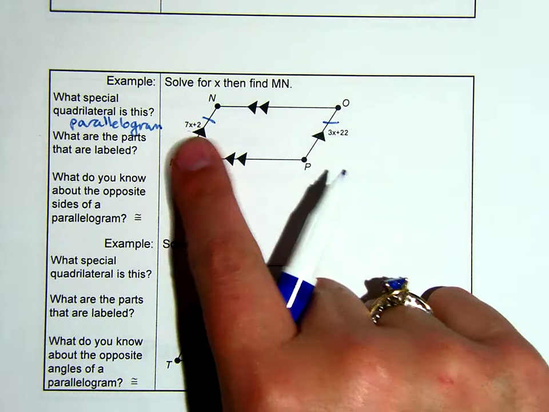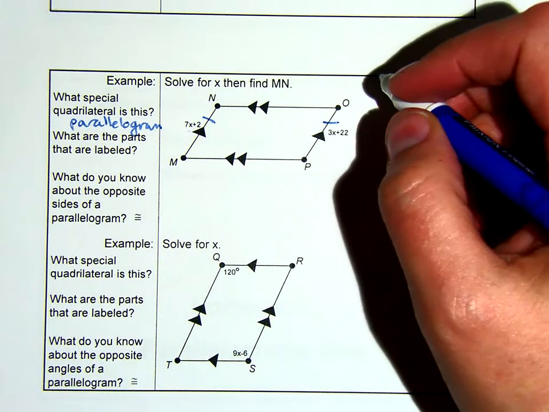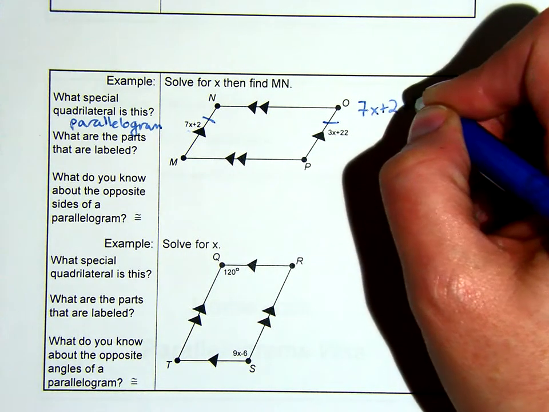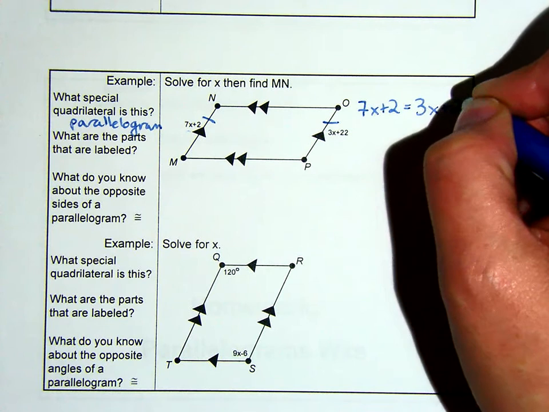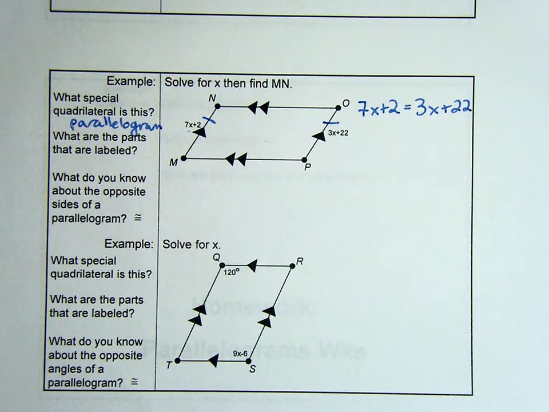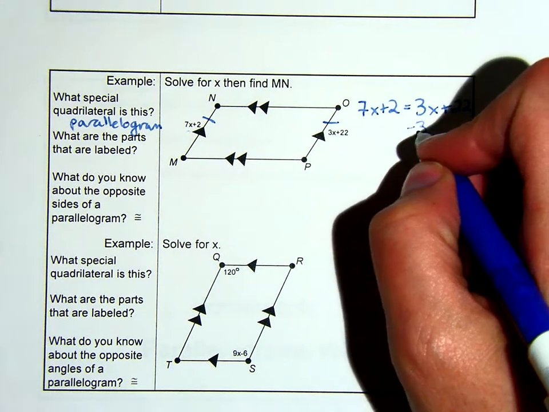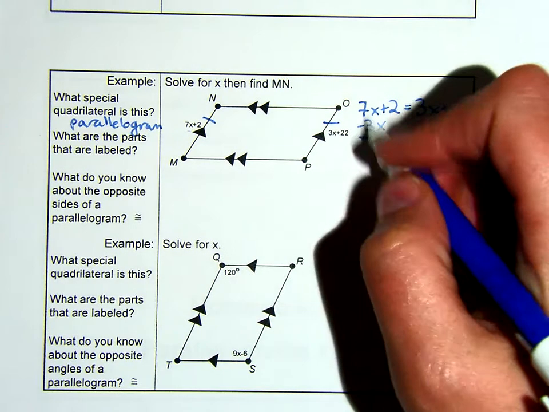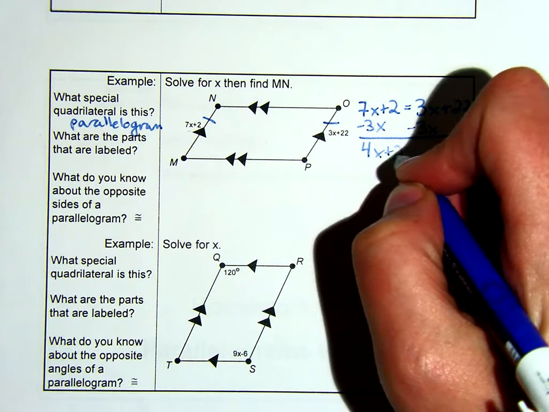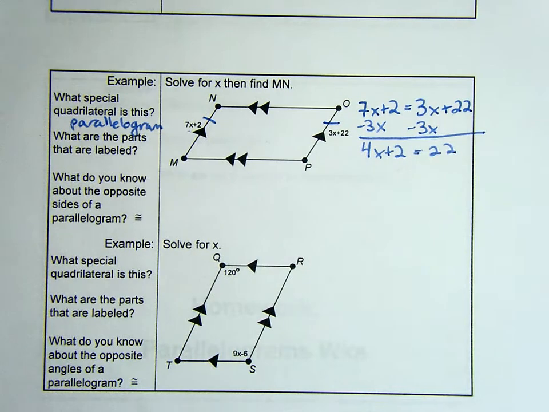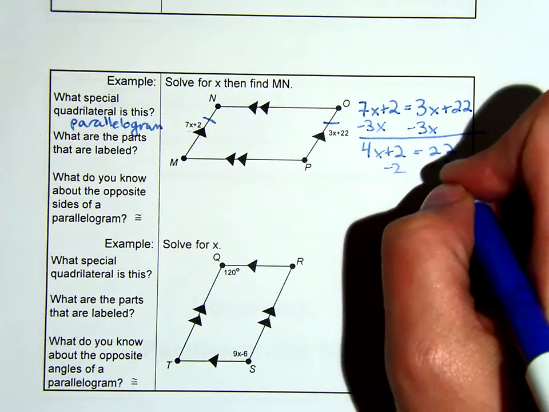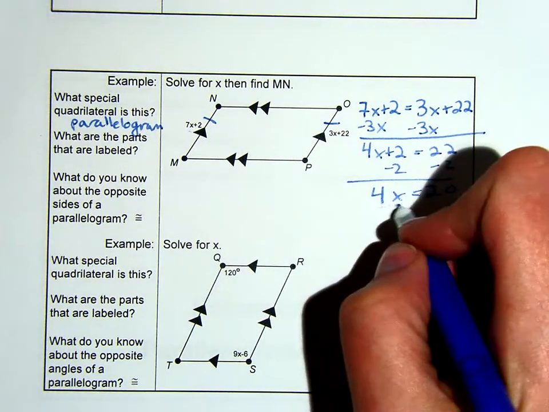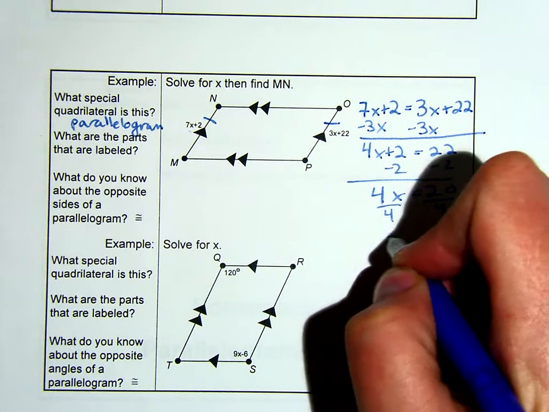We have to think about our theorems, and it said that the opposite sides of a parallelogram are congruent. So, what does that mean about these two expressions? Well, those two expressions must be equal. So 7x plus 2 equals 3x plus 22. Move your x's to the same side, so minus 3x minus 3x. And we get 4x plus 2 equals 22. Subtract 2. We get 4x equals 20. Divide by 4. So x equals 5.